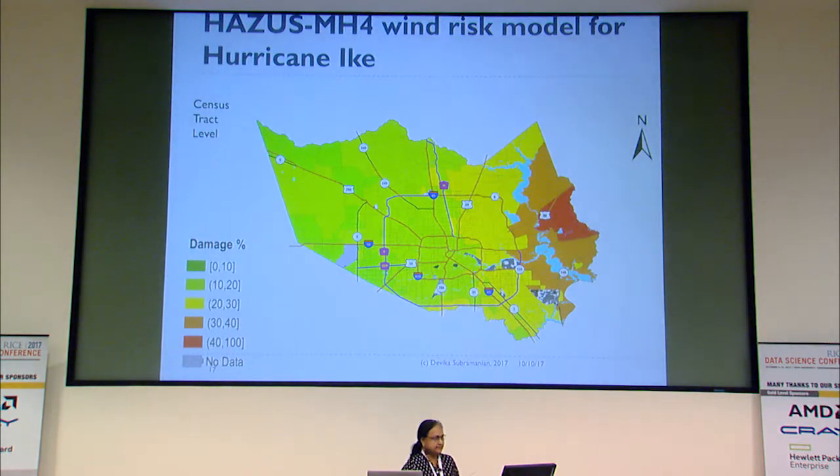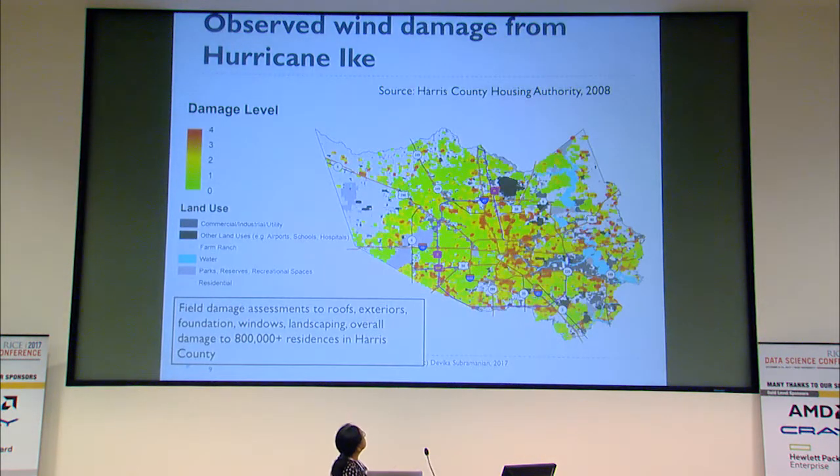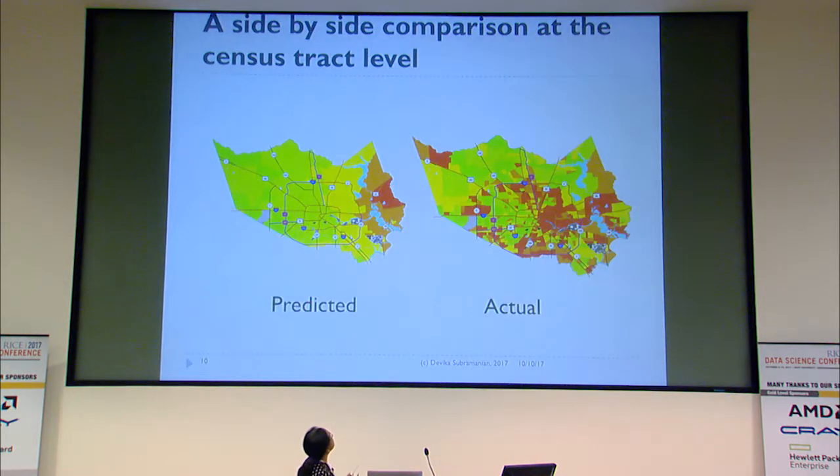You can tell that the highest risk area is over here, and these are expected to suffer very small amounts of damage. This is what the data showed us. This is the observed data. To make it clear, let me show you a side-by-side comparison at the census tract level. So we're comparing apples and apples. This is aggregated to census tract. Clearly, we have a problem.